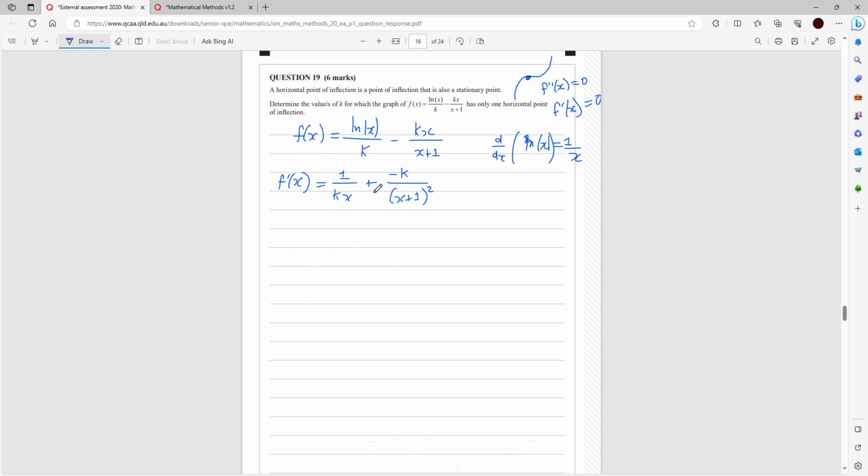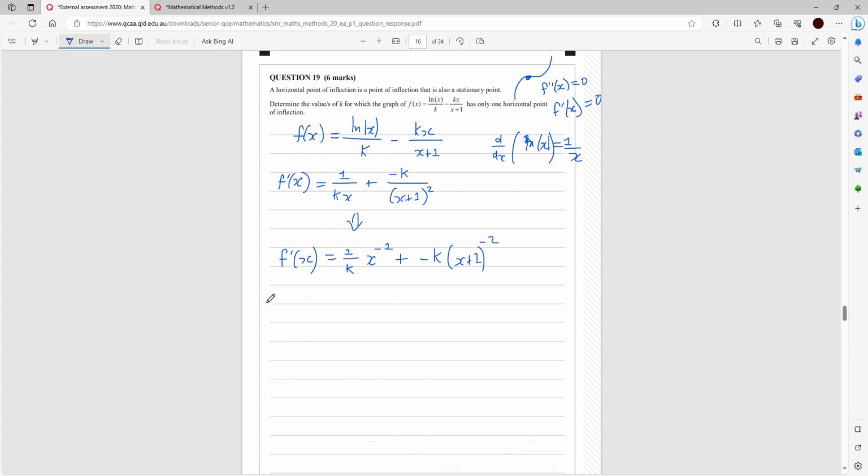So taking the second derivative is actually going to be a lot easier, honestly. We're just going to rewrite how this looks though. So f double dash of x, oh, not double dash, I'm just going to rewrite as f of x, because then we can just use chain rule. So I'll rewrite this first bit. It will be 1 on k, x to the negative 1, plus negative k, x plus 1 to the negative 2, okay?